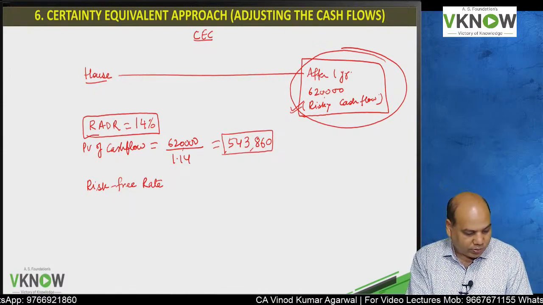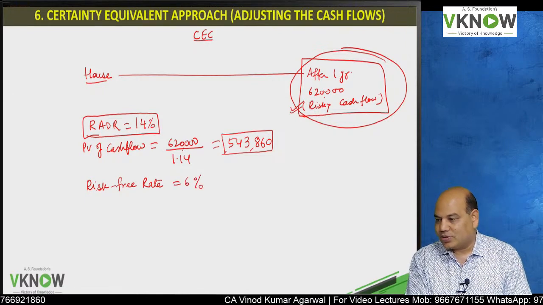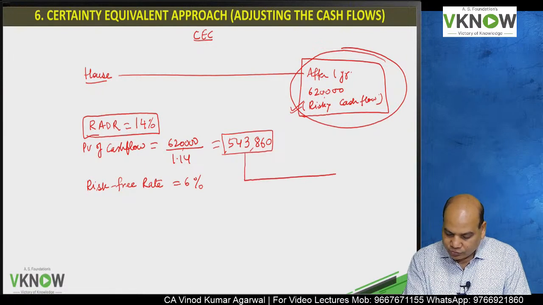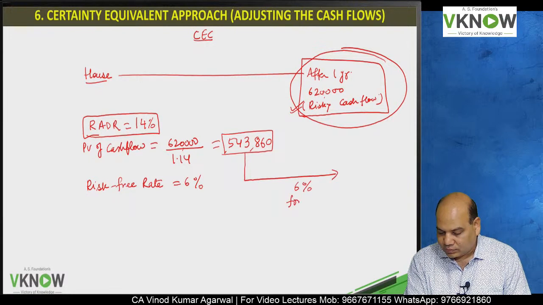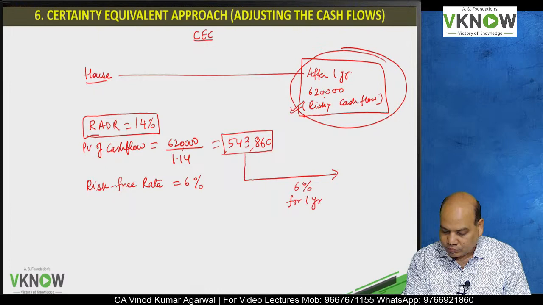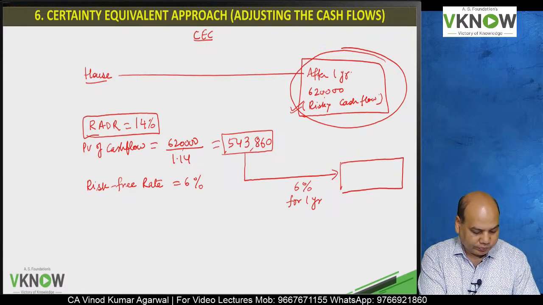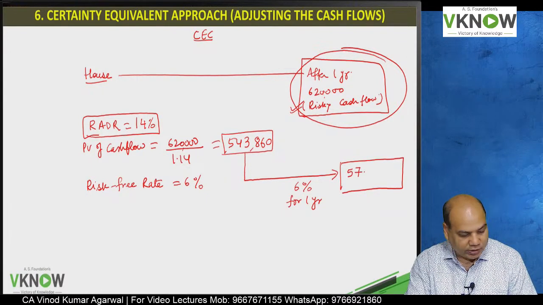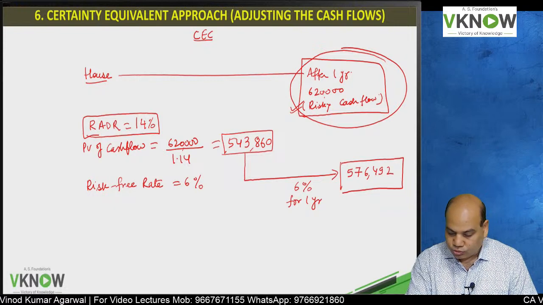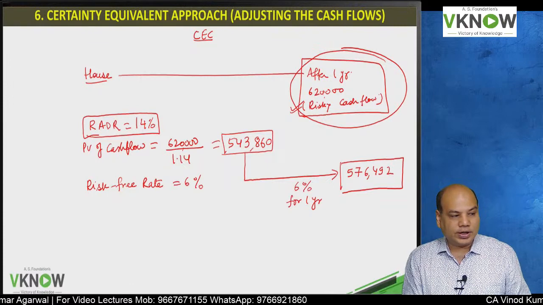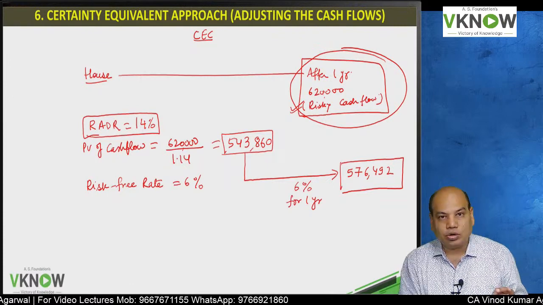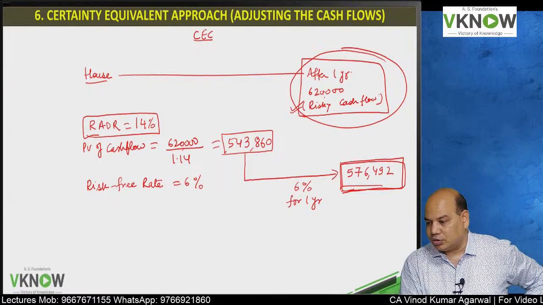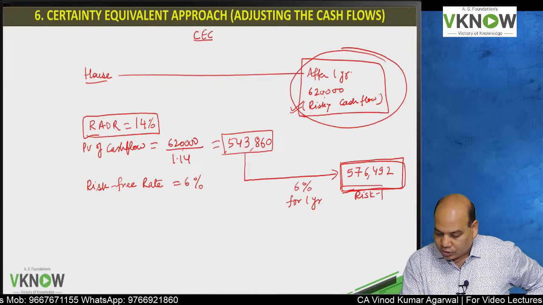Let us understand. Suppose risk-free rate is 6%. If 5,43,000 is invested at 6% for 1 year, what will be the value of 5,43,000 after 1 year? It will be something like 5,76,492. My friend is willing to give me an assurance he is definitely going to purchase this house after 1 year. So I am going to charge him 5,76,492 because my cash flow is now risk free.